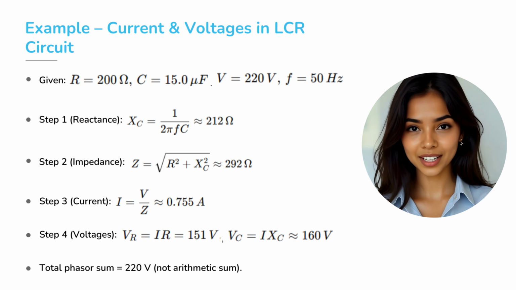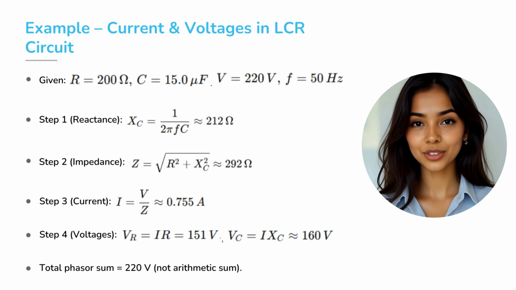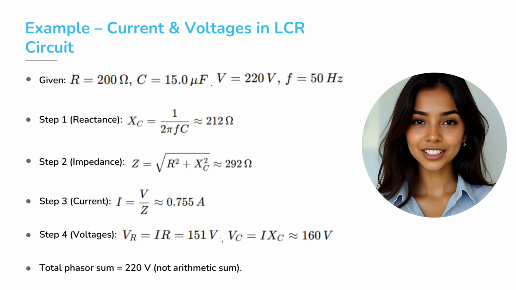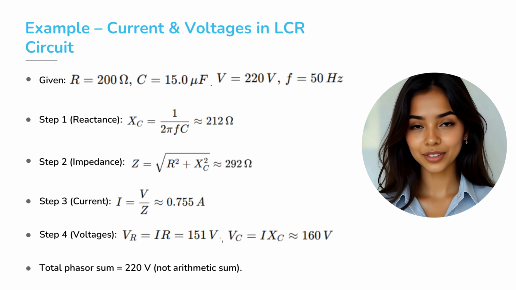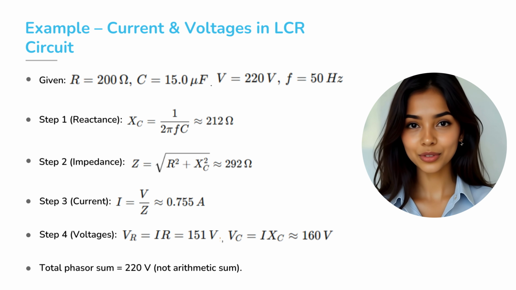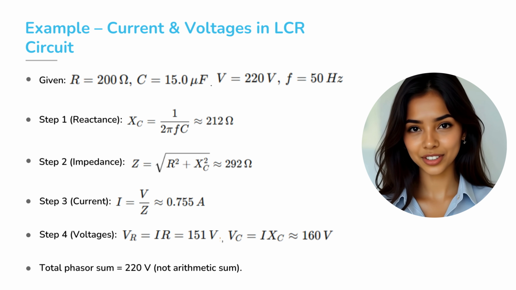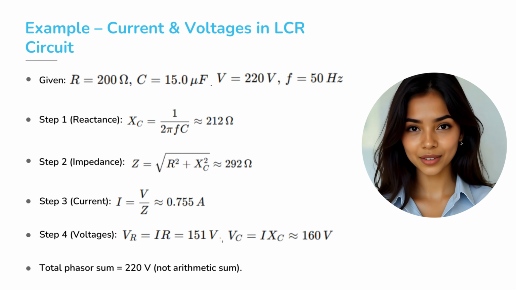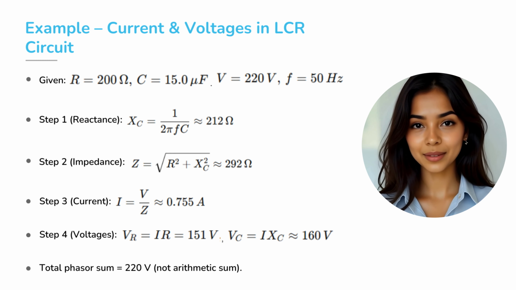Step 2. We find the impedance Z. Substituting into the expression square root of R squared plus Xc squared, the result comes out to about 292 ohms. Step 3. Let's compute the current. I equals V divided by Z, which gives us around 0.755 amperes. Notice how the current is reduced because of the high impedance.